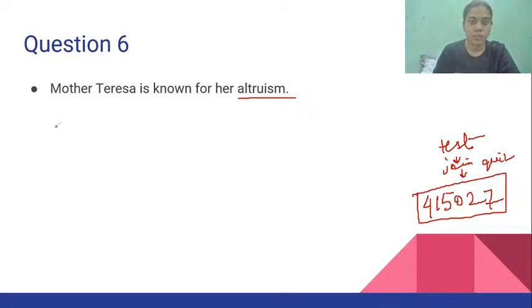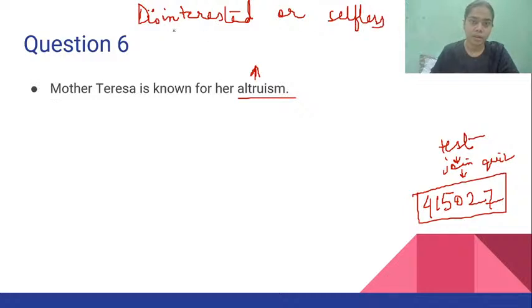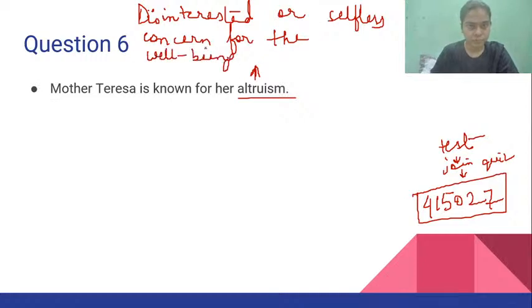Mother Teresa is known for her altruism. So the next word is altruism, which means disinterested or selfless concern for the well-being of others.